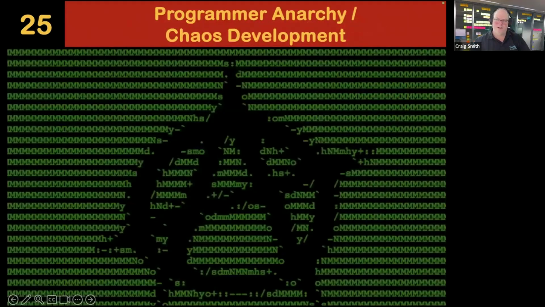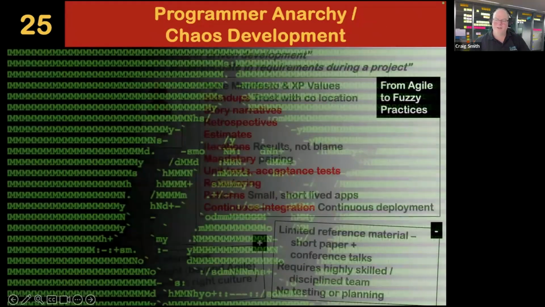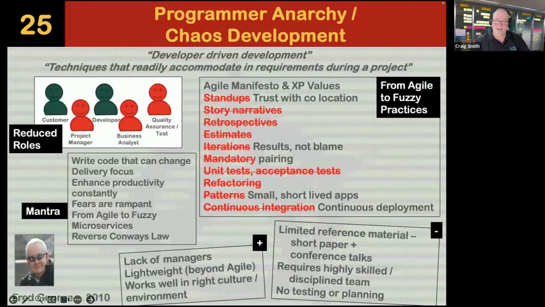Another interesting one is this idea called programmer anarchy or chaos development. This was popularized by Fred George in 2010. He originally called it programmer anarchy. In more recent years, he's referred to it as chaos development. This is the idea where you move from agility to just the things that make sense. In fact, delete the things that don't make sense.